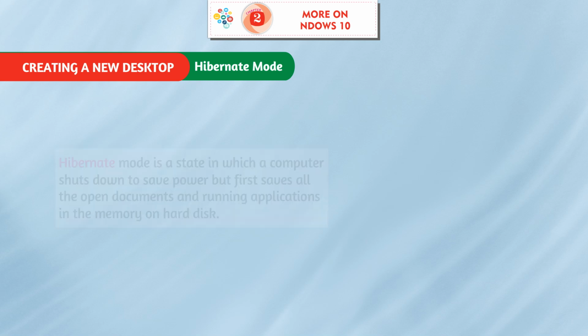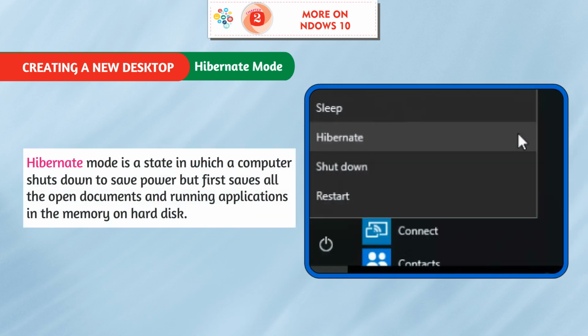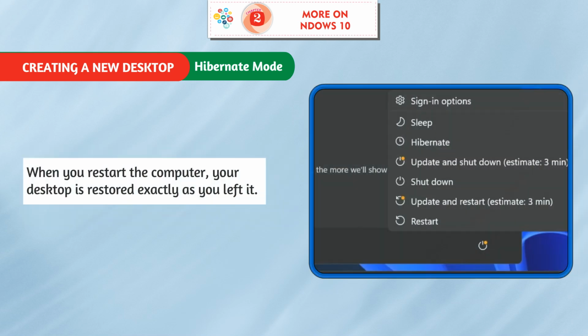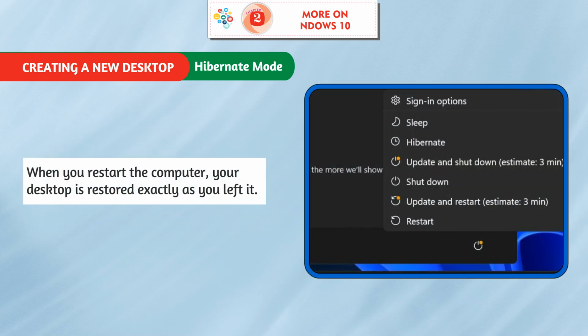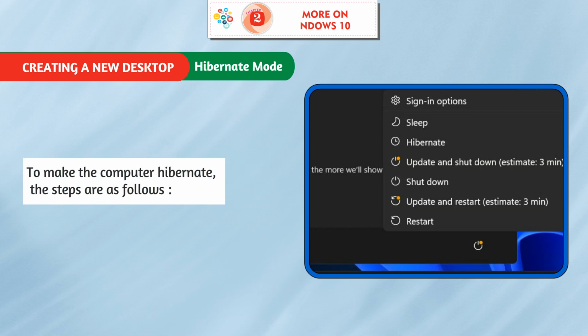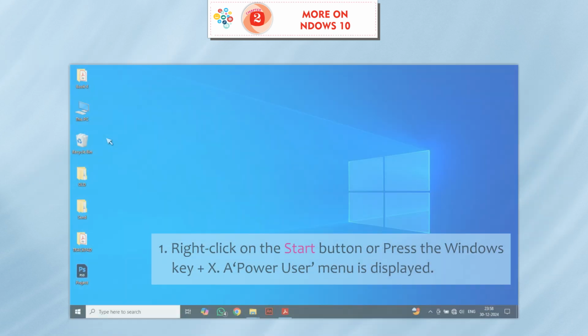Hibernate mode. Hibernate mode is a state in which a computer shuts down to save power, but first saves all the open documents and running applications in the memory on hard disk. When you restart the computer, your desktop is restored exactly as you left it. To make the computer hibernate, the steps are as follows.